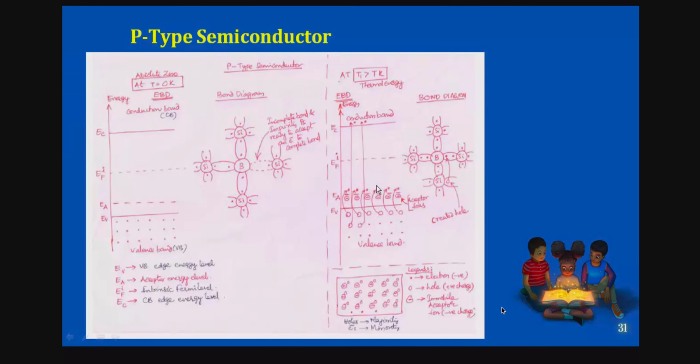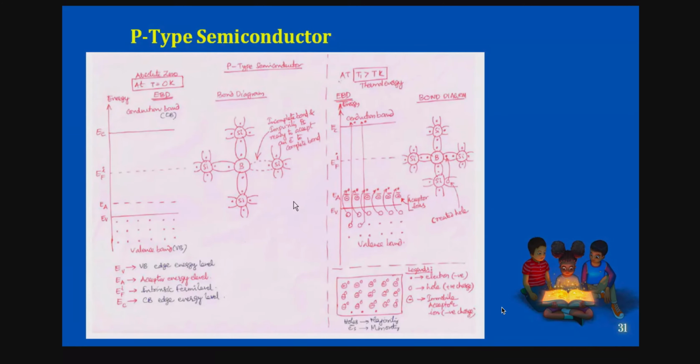Because of this, there is conduction, isn't it? Conduction current in a P-type semiconductor. That is the difference between N-type and P-type. In N-type, we can say that the electron jumps from the donor energy level to the conduction band. Here, it goes from the valence band to the acceptor energy level, and from the acceptor to the conduction band. Okay, so this is the conduction mechanism in N-type and P-type semiconductors, right?